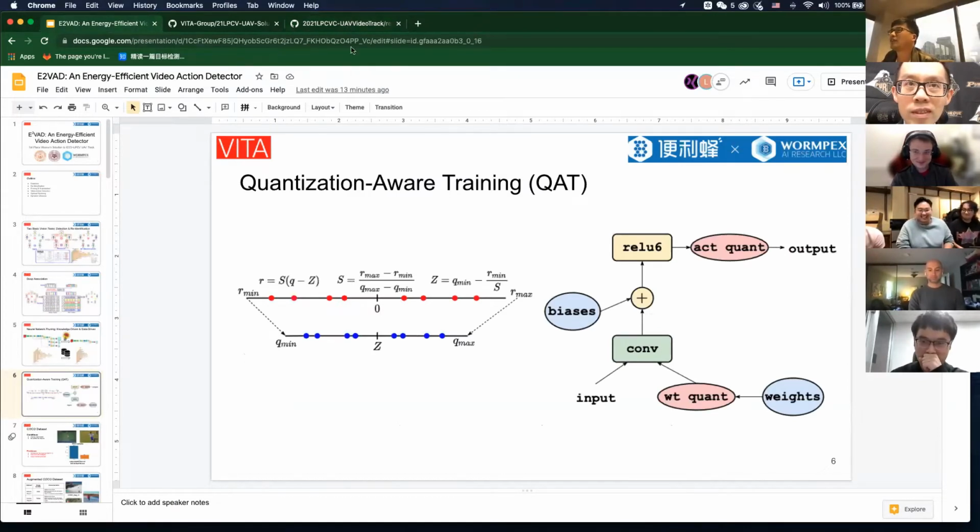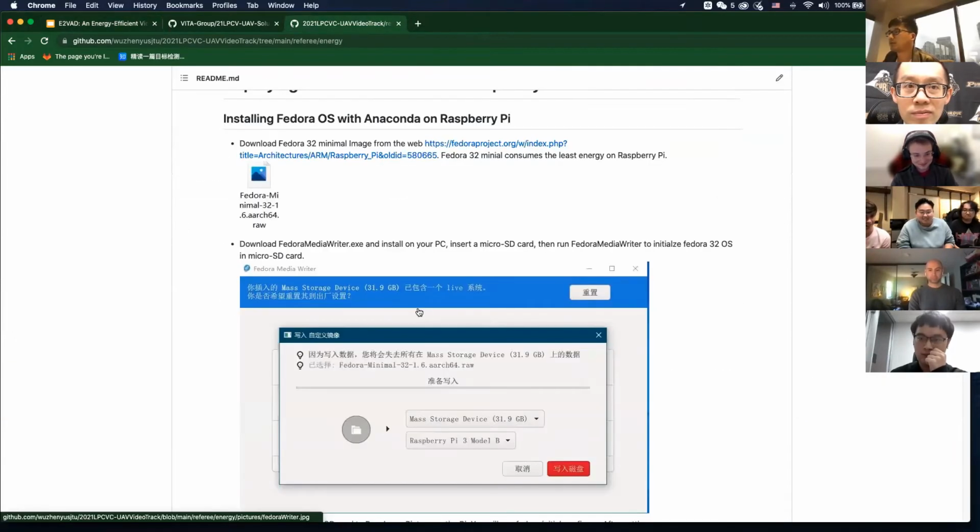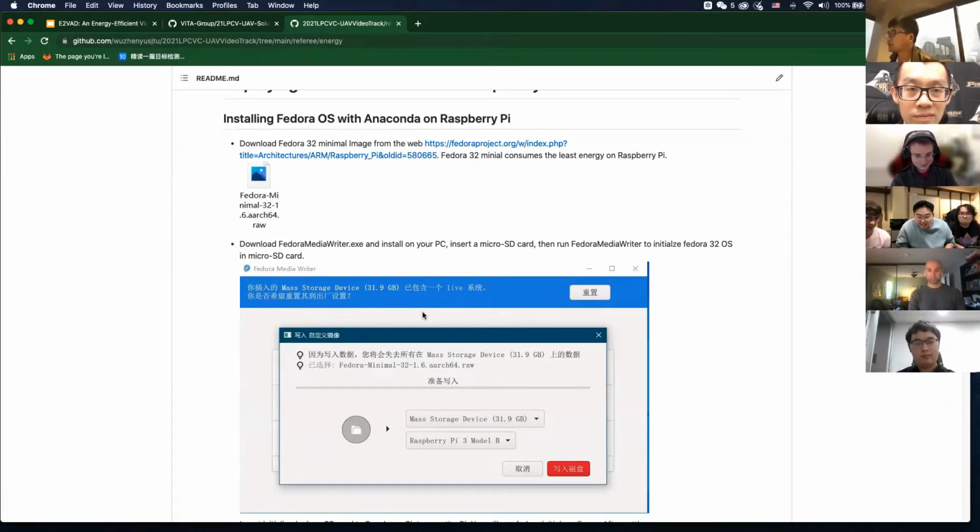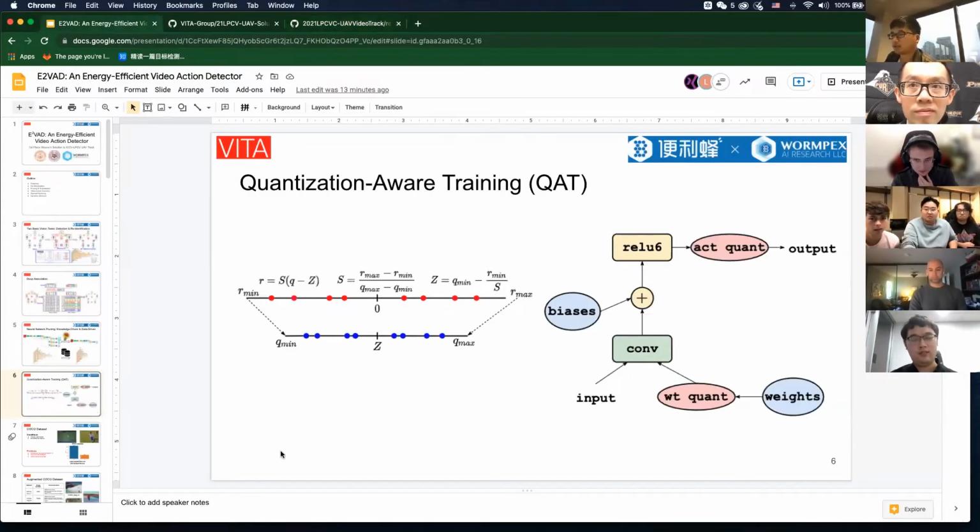Following the previous Facebook guys' question, we built a USB power meter to measure the energy, and we found that the energy cost is linearly correlated with the latency. So basically, I would say on Raspberry Pi, making the solution run faster almost guarantees saving more energy. Okay, so let's start my presentation today.